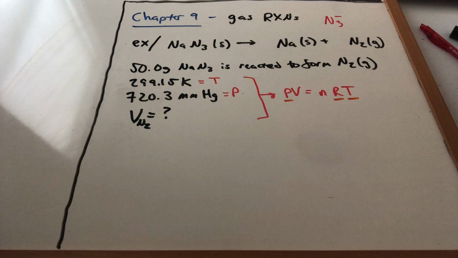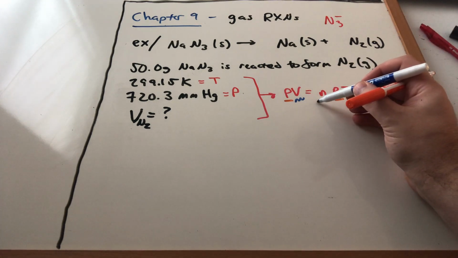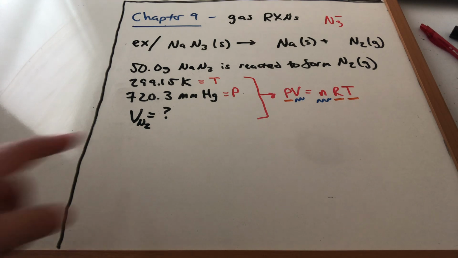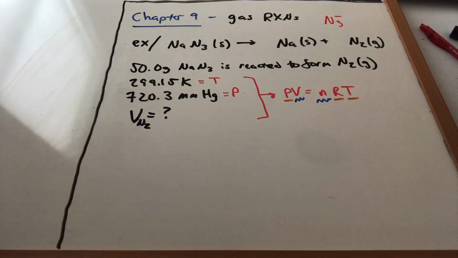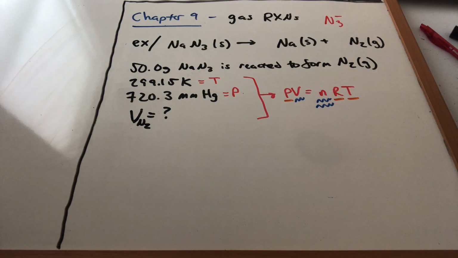So here we have an issue because it looks like there's two things we don't know. It looks like in terms of the nitrogen that's being made, we don't know its volume and we don't know its moles. And when we have one equation, we need just one unknown in it. And in fact, our unknown has to be volume. So how can we use other information given in the problem to calculate these moles?